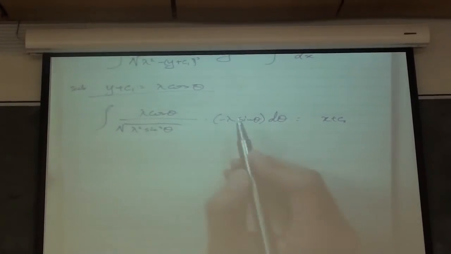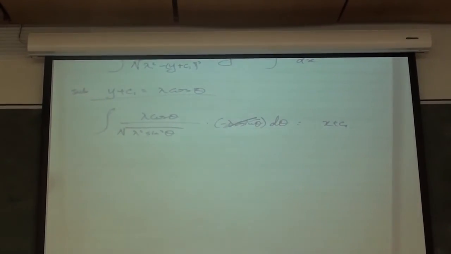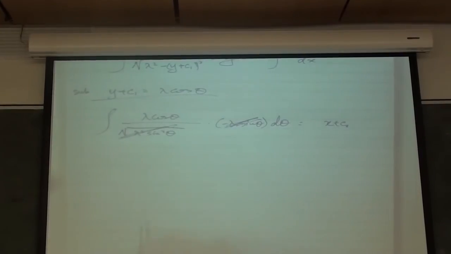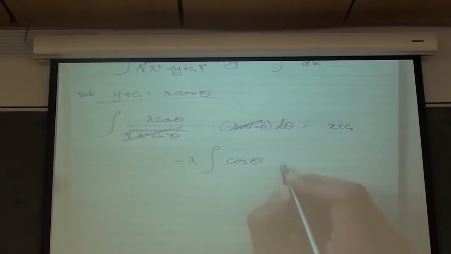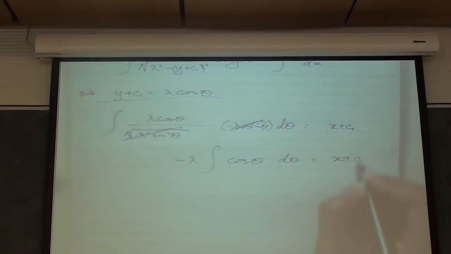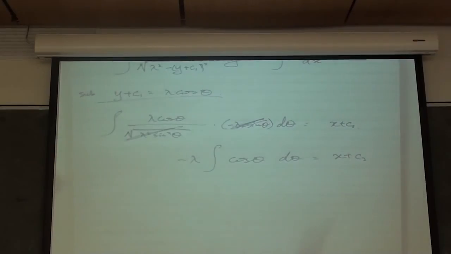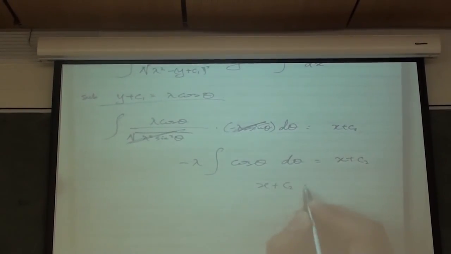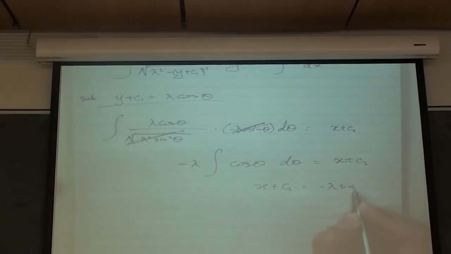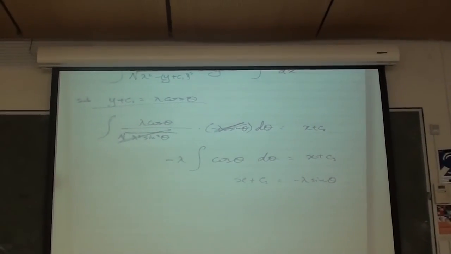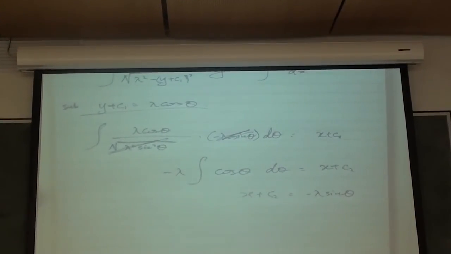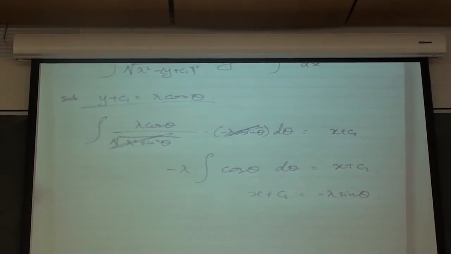Okay, so of course you can see that there's cancellation going on here. Lambda sin theta cancels out with the denominator there, and you simply put the minus lambda out. The left hand side becomes the integral of cos theta d theta equals x plus c2. So of course we all know how to do this, right? Minus lambda sin theta. Now here's an interesting point, is that the author actually did this wrong. I don't know what happened, but that's what bugged me for a whole week. He actually did this wrong.